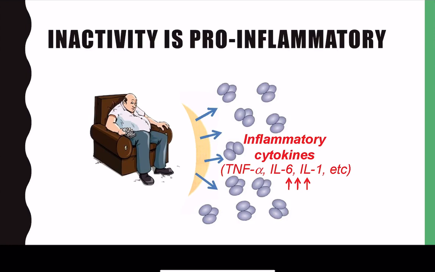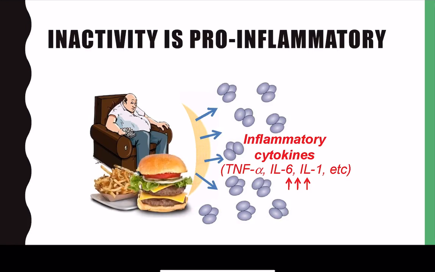For our average American profile, the picture we're trying to paint here, another stimulant to pro-inflammatory cytokines is a high caloric diet. A high caloric diet is pro-inflammatory as well. So if you add that into that picture of inactivity, you can start to see this perfect storm of systemic inflammation.